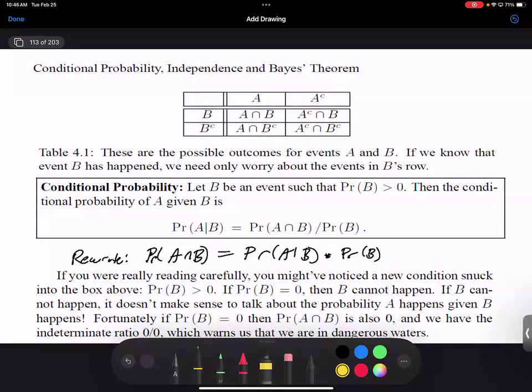Now, unfortunately, when you're doing things ahead of time, you may not know whether or not something happens. If you write the probability of A intersect B, that's very safe. Then even if the probability is 0, that is still going to be reasonable.